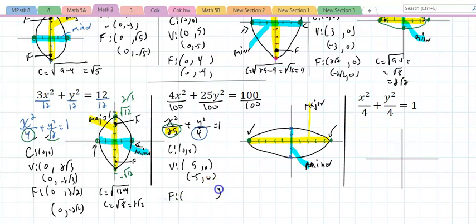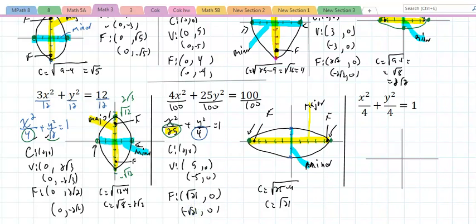And the foci must be on the x-axis because the stretch is along the x. You take c to equal the square root of 25 minus 4. That's square root of 21, a number between 4 and 5. 1, 2, 3, 4, and 1, 2, 3, 4. So that is square root of 21 and negative square root of 21.